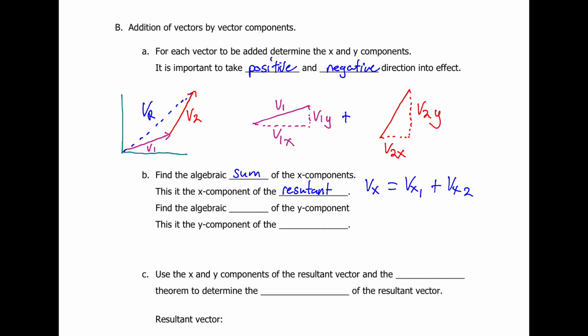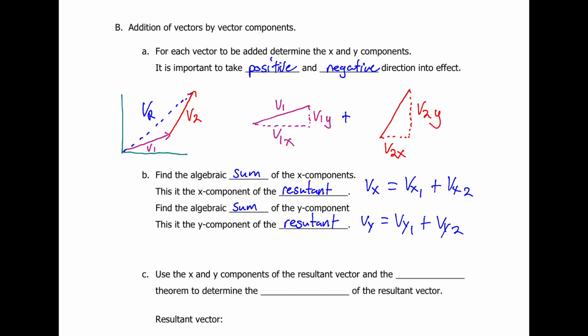So I get how far, in this case to the right, I've gone. I will get how far from here all the way to there if I take the V1 part and then add the V2 part. I just add those 2 sides together. Exactly the same thing for the y direction. We're going to take the sum of all the y components and get the y component of the resultant. And that's going to be Vy equals Vy1 plus Vy2. So just add the 2 ups together.